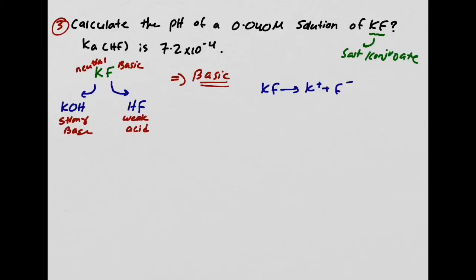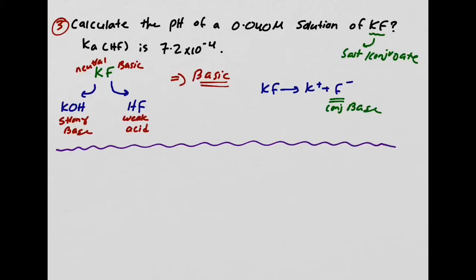And F minus is my conjugate base, and that's the one that I'm interested in. And remember what I said before. I said conjugate base is going to act just like a base. Even though it's a conjugate base, it doesn't matter. It's still going to act pretty much like a base. Okay? So, it's going to act like a base.